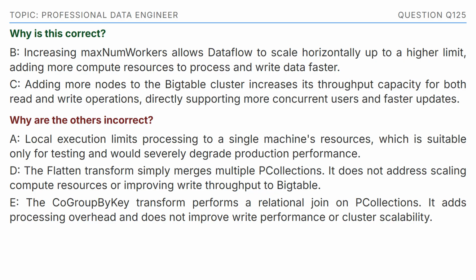Why are the others incorrect? A. Local execution limits processing to a single machine's resources, which is suitable only for testing and would severely degrade production performance. D. The flatten transform simply merges multiple PCollections. It does not address scaling compute resources or improving write throughput to Bigtable. E. The CoGroupByKey transform performs a relational join on PCollections. It adds processing overhead and does not improve write performance or cluster scalability.